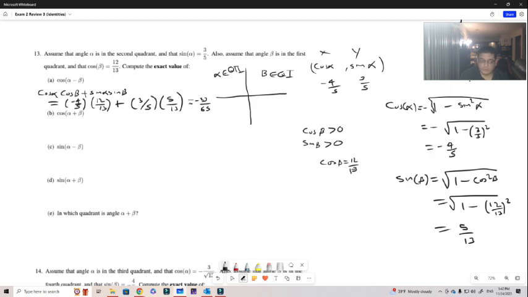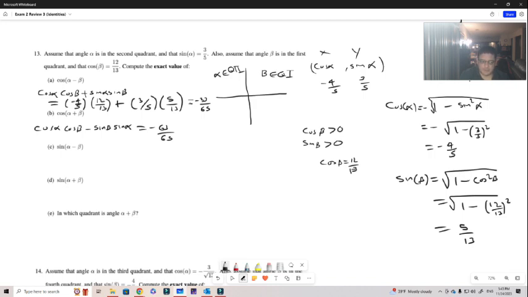Then you continue to do the same things for all the others. So cosine of alpha plus beta is pretty much the same thing, but there's going to be a flip of a sign in here. We do the same thing, but now we're going to have a minus in this position instead, and so that's going to give me minus 63 over 65.